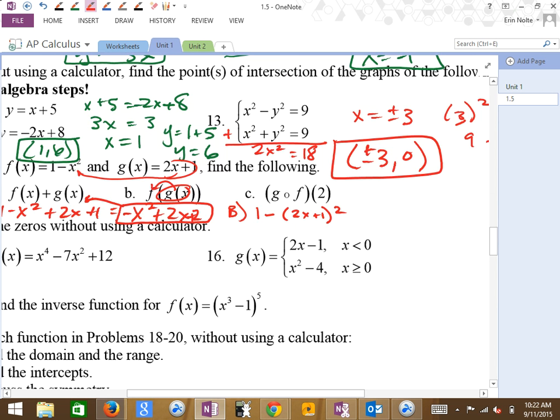You can't divide by x squared. You can never divide by an x of any kind, because you don't know if it's 0. So x squared minus 3 and x squared minus 4.